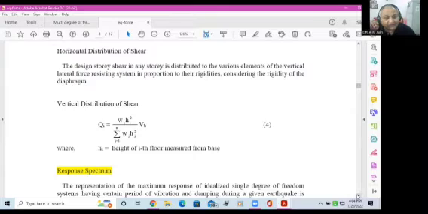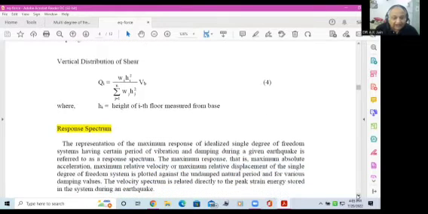Now the horizontal distribution of the shear: once you know the base shear, we can calculate the design story shear in any story and distribute it to the various elements of the vertical lateral resistance system in proportion to stiffness. Vertical distribution is given by this formula: Q = W h_i squared upon summation W h_i squared, times VB. VB is the base shear, which you computed earlier, and Q is the lateral force that we apply on each floor. Remember, this W h_i squared upon summation W h_i squared, this square tells you that the distribution of shear on a building in the Indian code is parabolic.